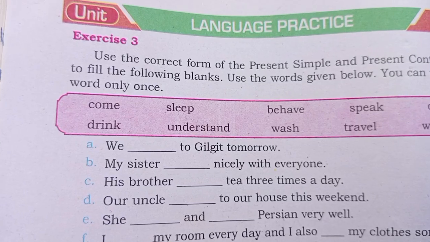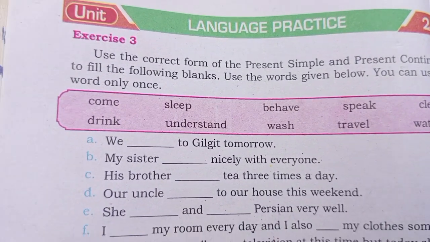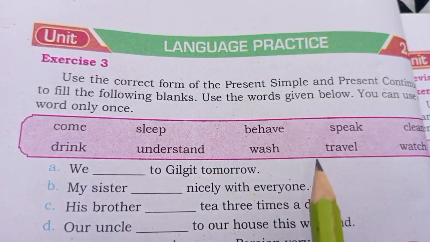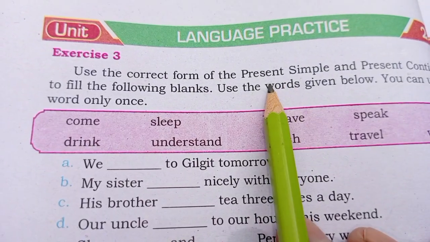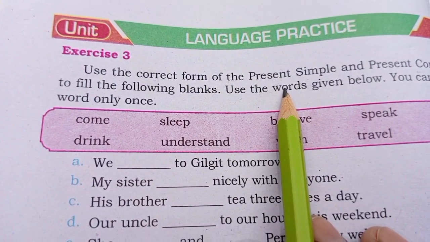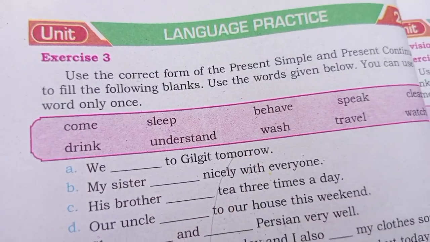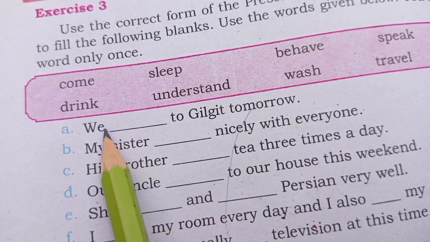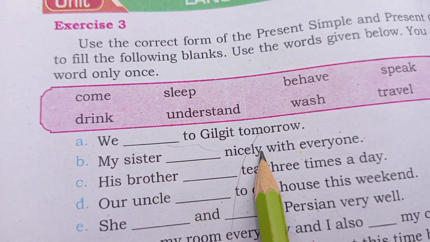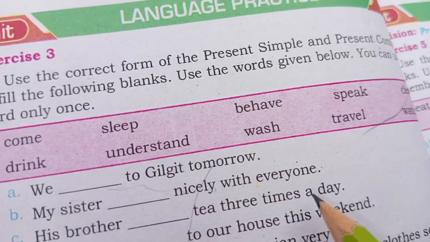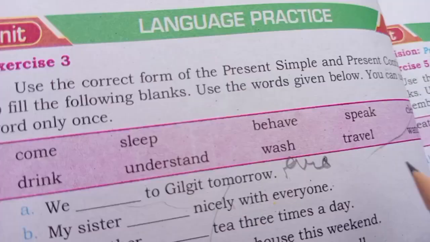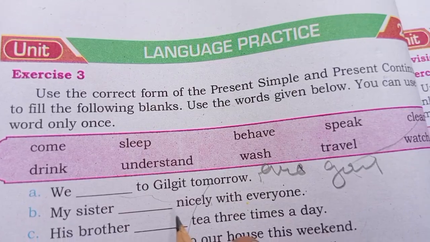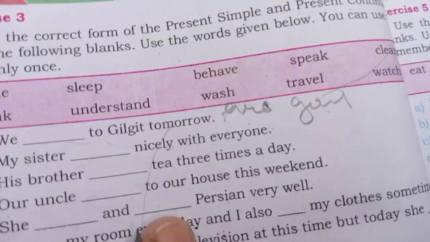Okay, so form the present simple and present continuous together. It means that when you use two forms together, present simple and present continuous, you have to read the sentence carefully to see which situation fits which type of tense. For example, here: we are going to Gilgit tomorrow, so we are going to Gilgit, or you can also say we are traveling to Gilgit.